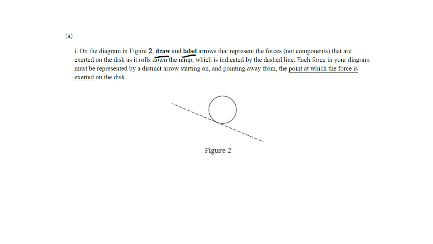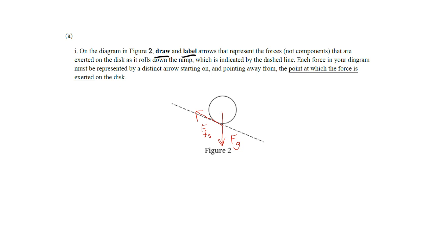Okay, so the first thing we have is the force of gravity. The force of gravity is acting from the center of mass of the disk. So we have the force of gravity acting from the center of mass. We have the force of friction. So this is the force of static friction.